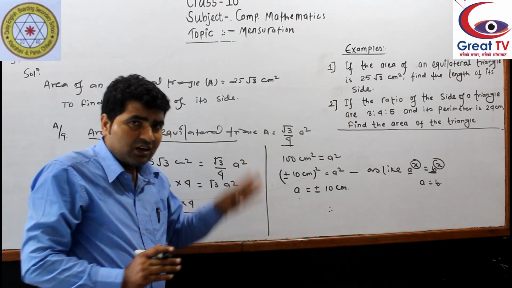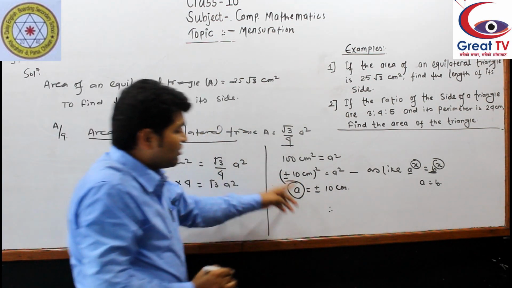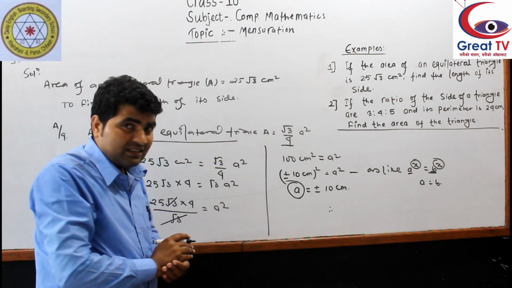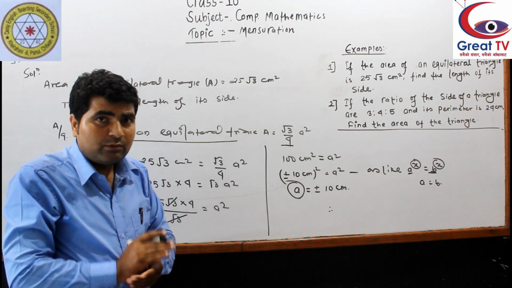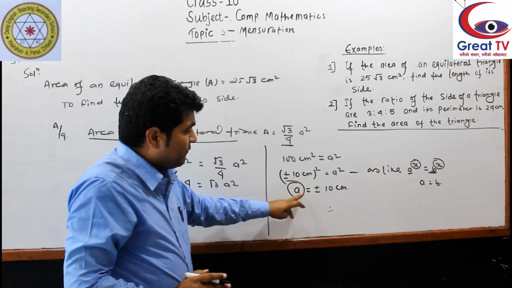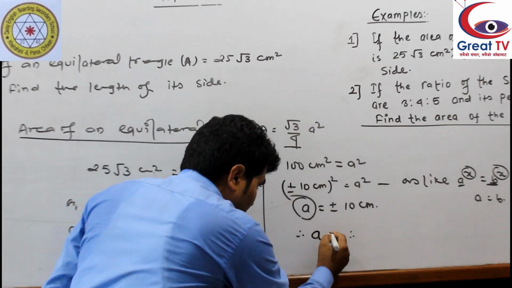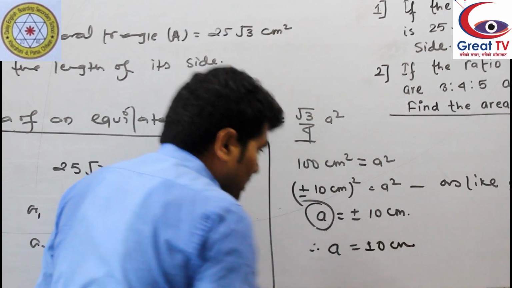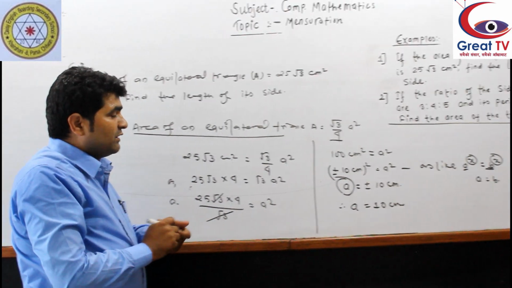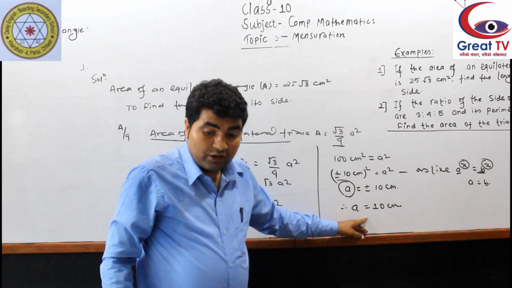Are both possible in this question? Dear students, a is the side of the triangle, the length of a side of the triangle. Length is always positive, not negative. Therefore, the value of a equals only plus 10 centimeter. Therefore, the required length of its side is 10 centimeter. This is the solution. Clear?